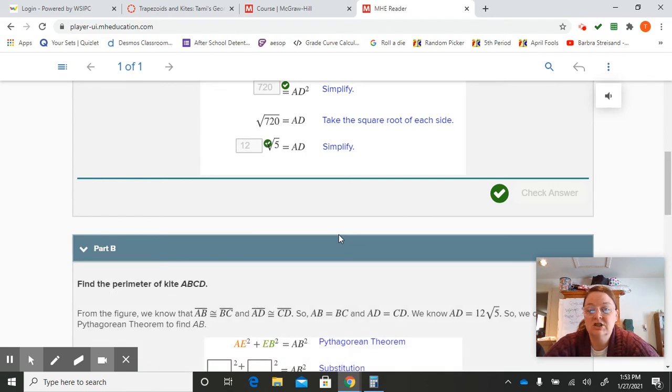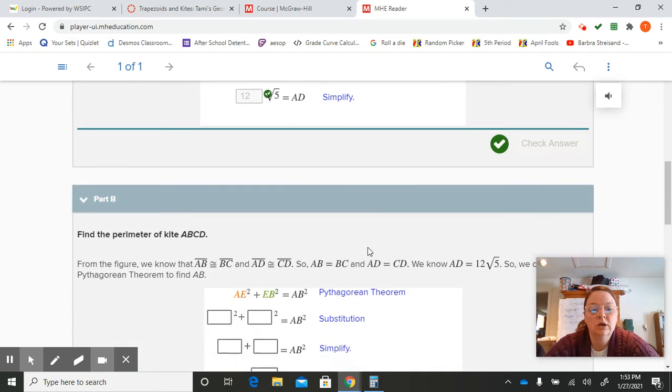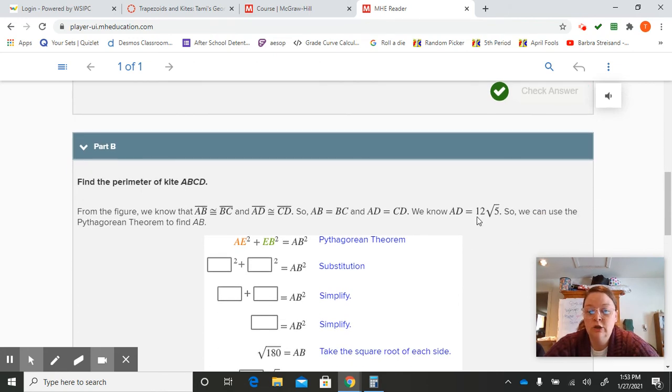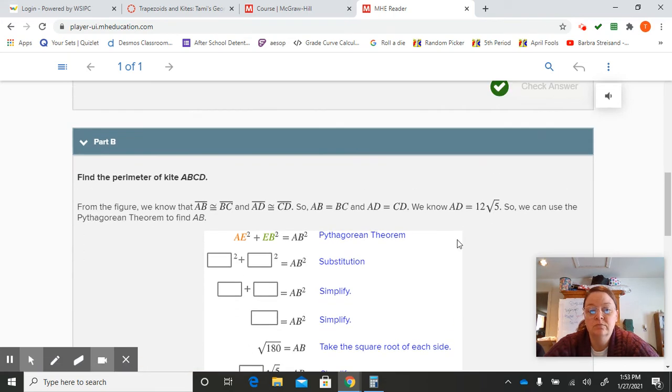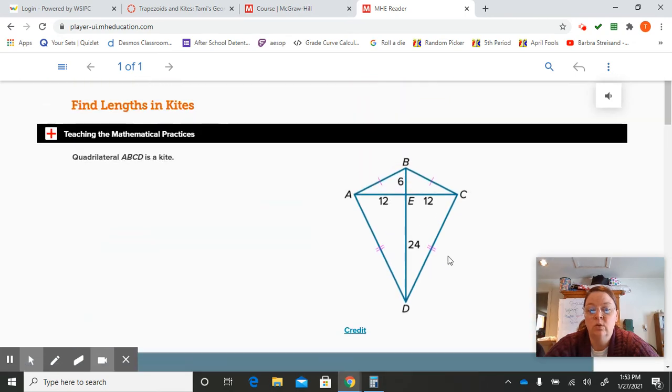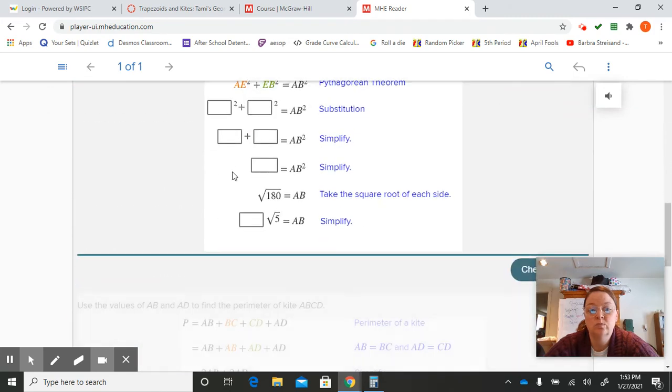The next part asks us to find the perimeter. So from the figure, we know that AB is congruent to BC and AD is congruent to CD. So that means that they are equal to each other. We know that AD is 12 times the square root of 5. So we can use the Pythagorean theorem to find AB. So we're going to put in AE and EB, which we said AE was 12 and EB is 6.